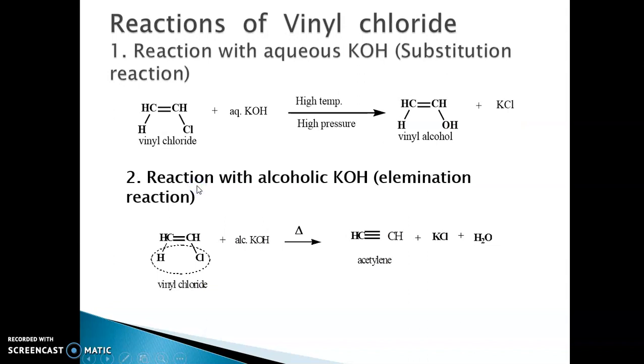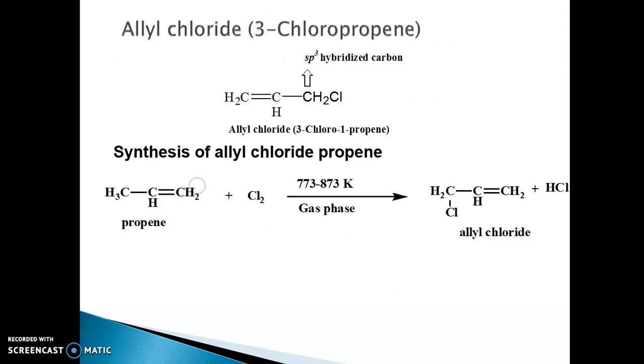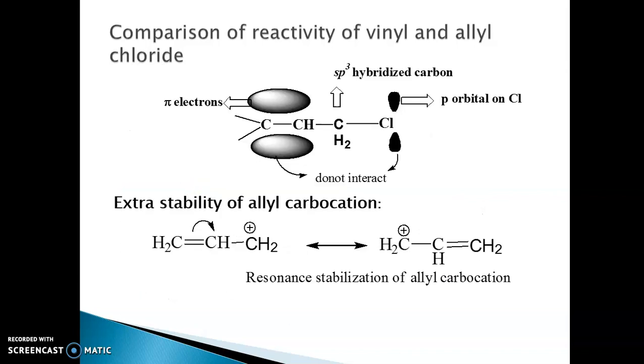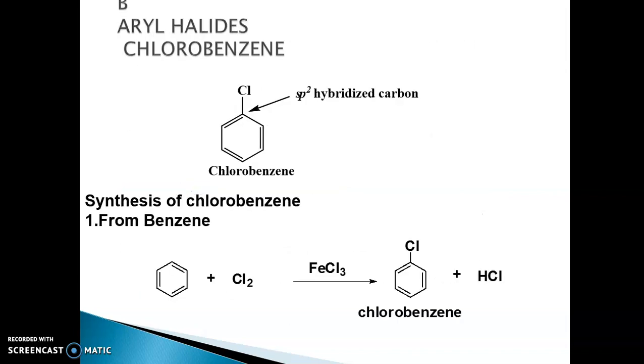Now, in the last lecture, we have seen the preparation and chemical properties of vinyl chloride as well as allyl chloride. In this video lecture, we are going to see the preparation and chemical properties of aryl halide, particularly chlorobenzene and benzyl chloride.